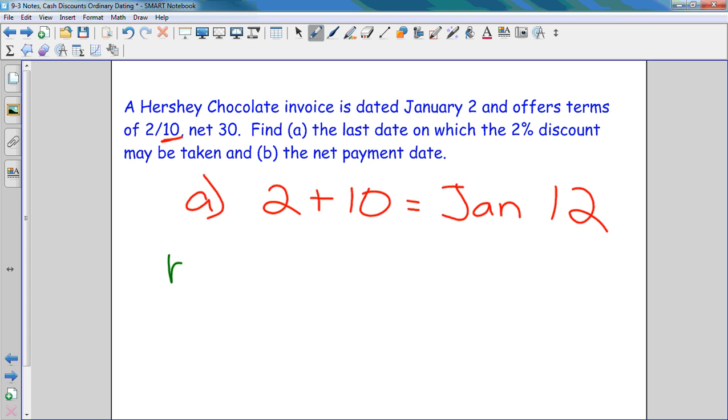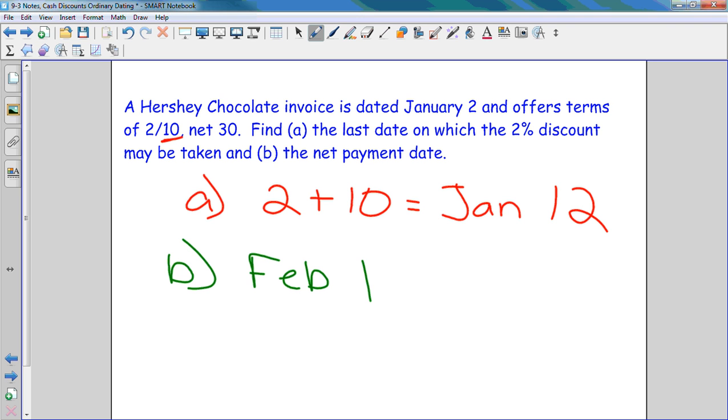That one's a little bit more difficult, because 30 days after January 2nd is going to be January 32nd. Except there's no such thing, right? There's 31 days in January, so day 32 would actually be February 1st. Okay, so that would be February 1st.